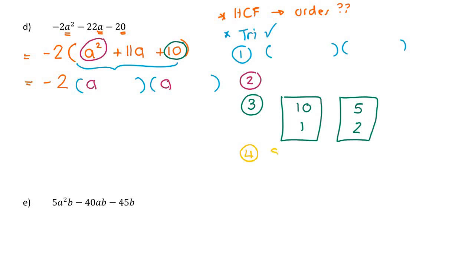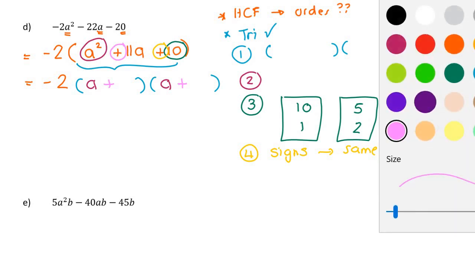So fourth step is my signs. My constant is positive, so my signs need to be the same. They either both have to be positive or both have to be negative. If I look at my middle term, they both have to be positive, because I need my like terms to add together to give me positive 11.